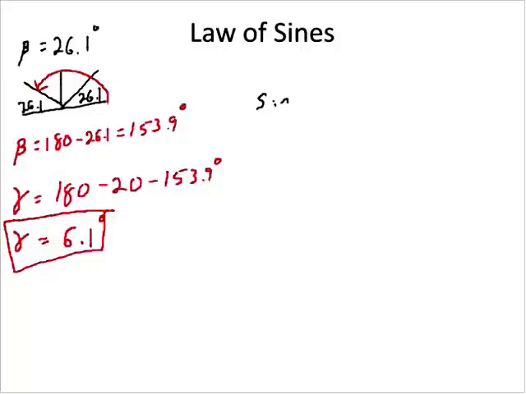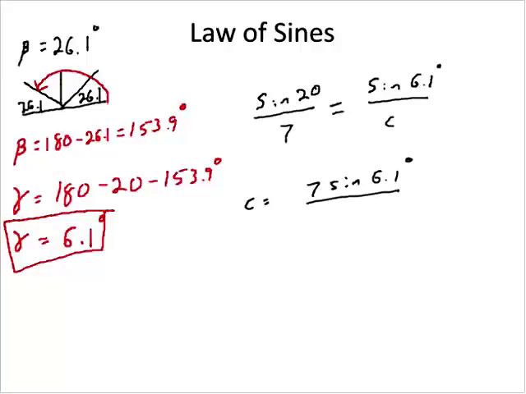I'll take the sine of alpha, which was 20 degrees, over the length of the side opposite alpha. That should equal the sine of gamma, but in this case, I'm going to use the 6.1 degrees, over c. So c will equal 7 times the sine of 6.1 degrees divided by the sine of 20 degrees. And when I plug that into my calculator, I'll get about 2.174... So c is approximately equal to 2.2 units.